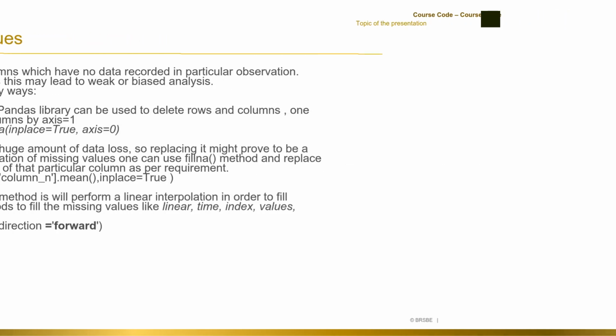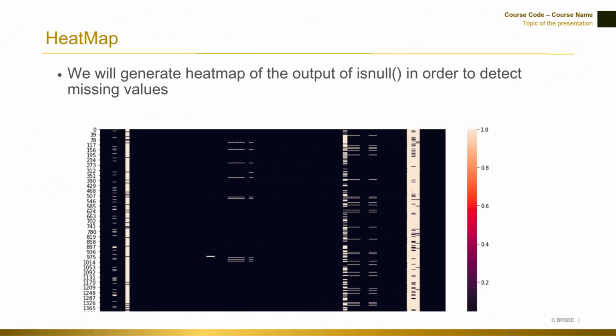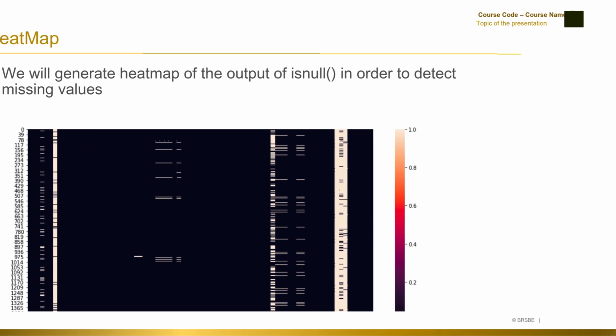A heat map is a graphical representation of data where individual values are represented as colors. It is particularly useful for visualizing complex data matrices and can help in identifying patterns, correlations, and missing values. In the context of handling missing values, a heat map can visually indicate the presence of missing data within a dataset. This allows analysts to quickly assess the extent and distribution of missing values across different variables.